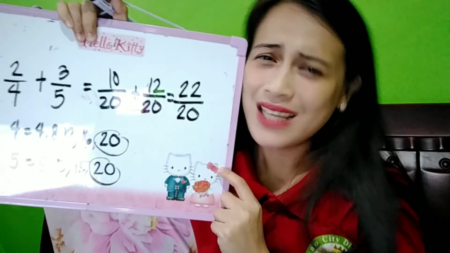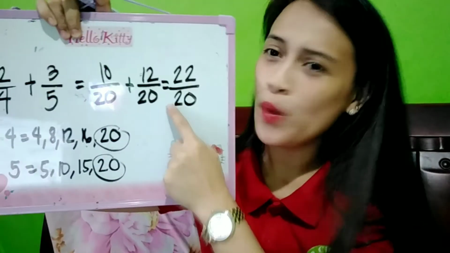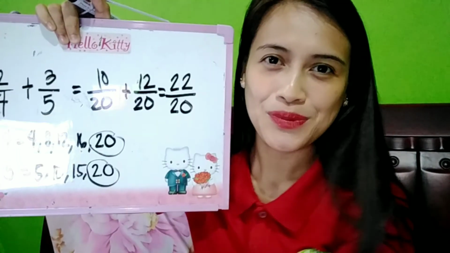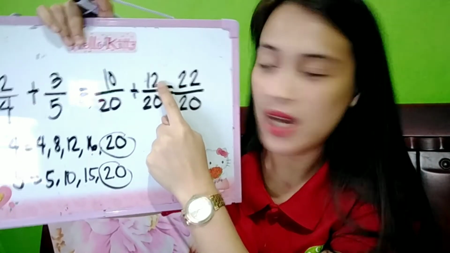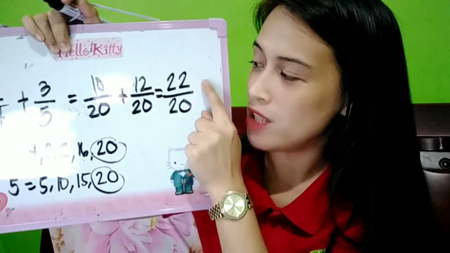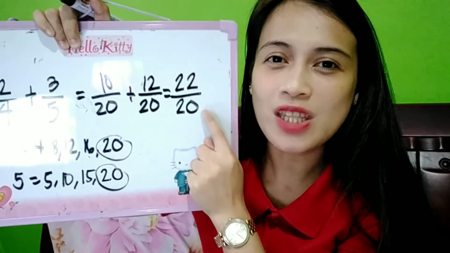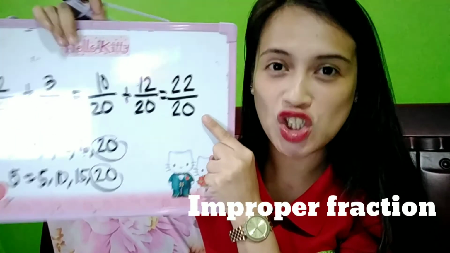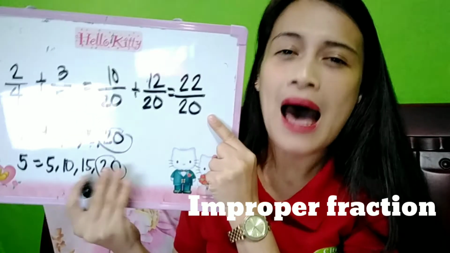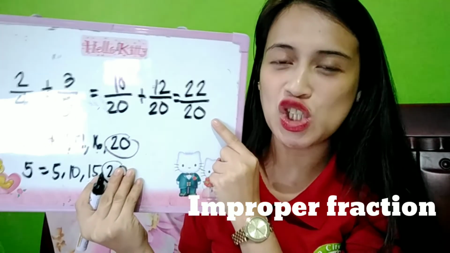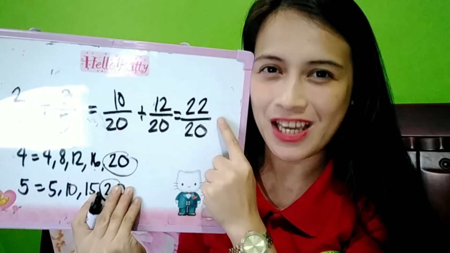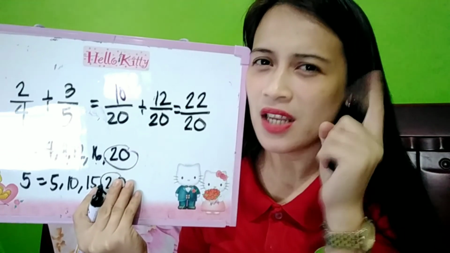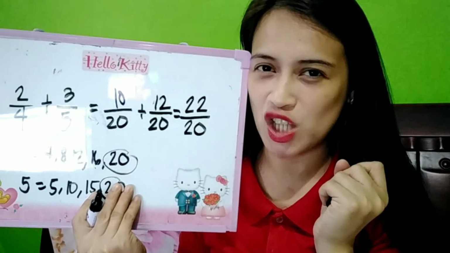Now, kung titingnan natin, 22 over 20, ano yung napapansin ninyo? Mas malaki or mas dako si numerator kaysa kay denominator. 22, 20. So, mano siyang itawag na improper fraction. Now, kapag ang sagot ay improper fraction, we are going to change this one into a mixed number. I-change nato ni siya. Mixed number ka na whole number o na ay proper fraction.